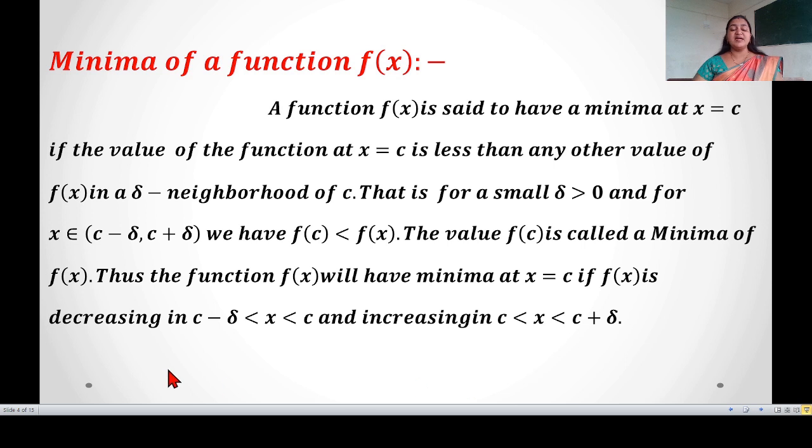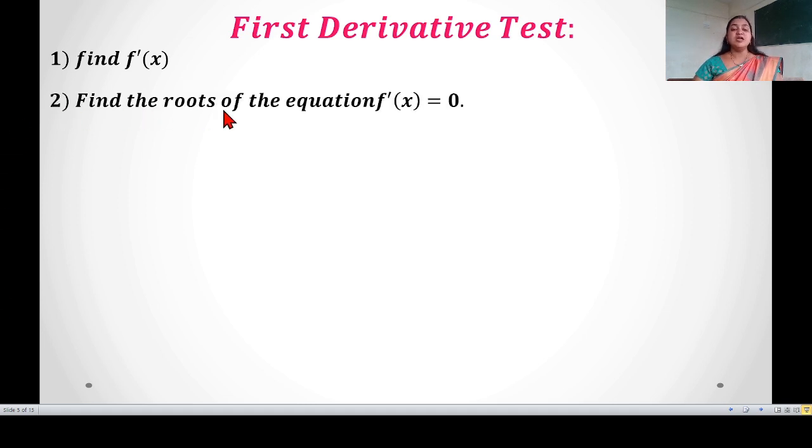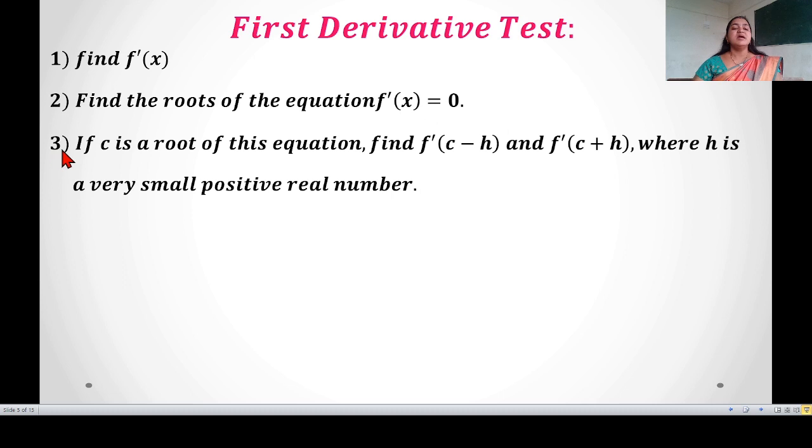Now, how to find the minimum and maximum of a function? There are two tests. First we see the first derivative test. There are some steps by which we can find the maximum and minimum using the first derivative test. Our first step is to find f dash of x. Second step, find the roots of the equation f dash of x equal to 0. Third, if c is a root of this equation, then find f dash of c minus h and f dash of c plus h, where h is a very small positive real number.